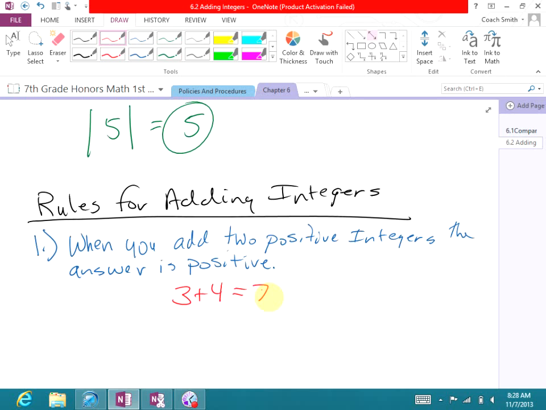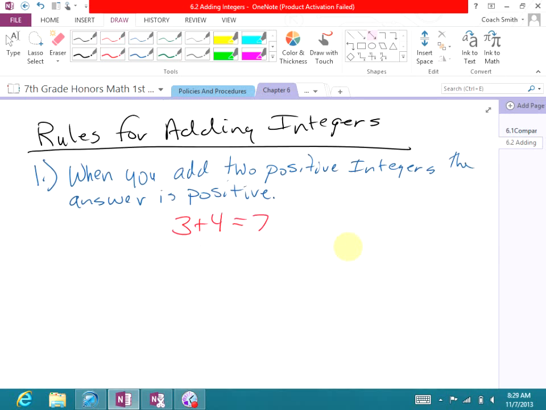I know in 6th grade last year we talked about in the 6th grade book, they put positives in front of the numbers. You're not going to see that anymore. Okay, they won't put positive in front of the numbers. If there's no negative sign in front of the number, then it is assumed to be positive. All right, so that's rule number 1. Rule number 2.